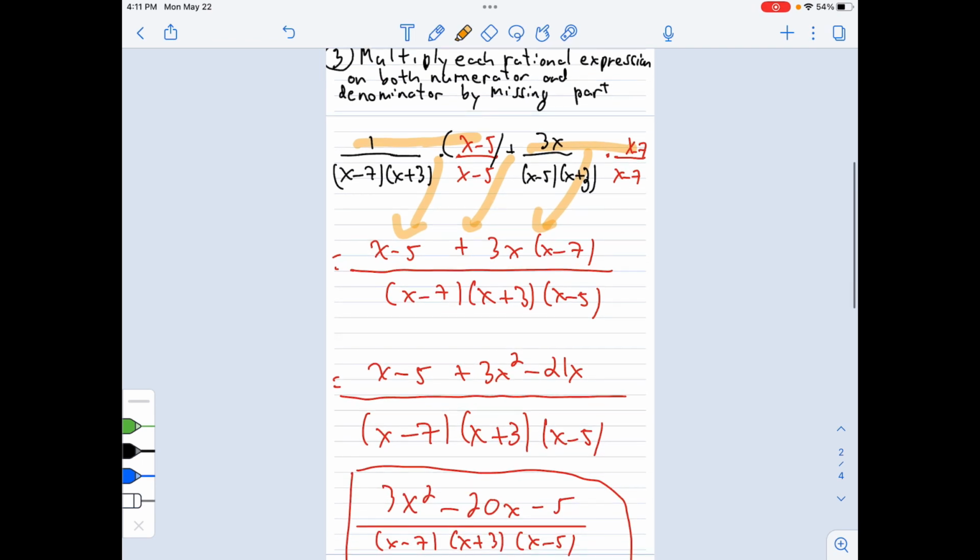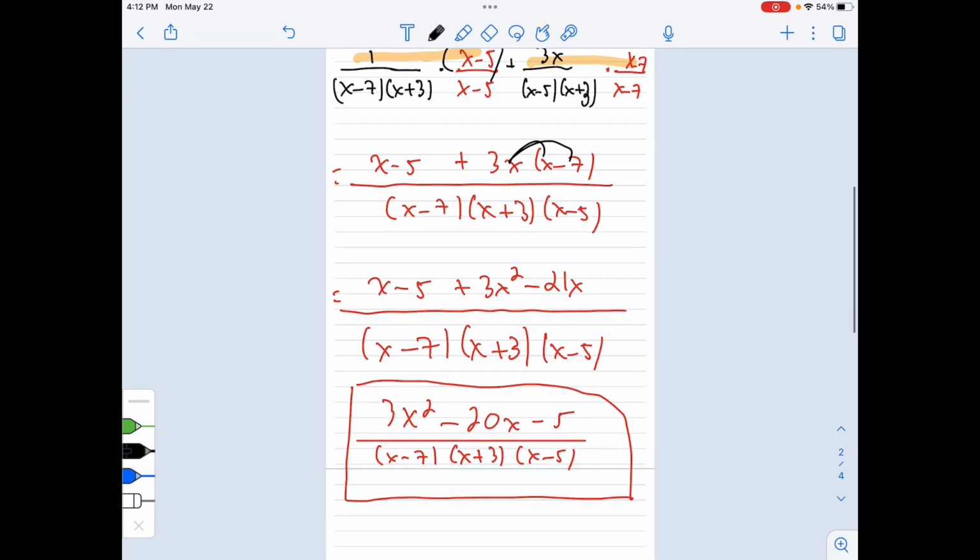Now, the next step is to simplify our numerator. The denominator has already been simplified. Sorry, it's the numerator that's next. We're going to do some multiplication with the 3x and the x minus 7. I'm going to distribute the 3x in here, so you get 3x squared minus 21x. Then with the x minus 5, we have like terms with the x and the minus 21x. That makes it minus 20x.